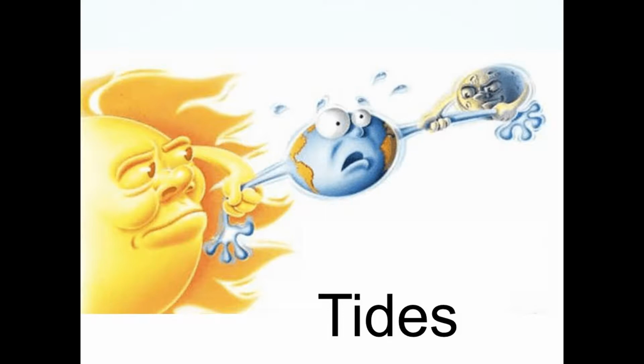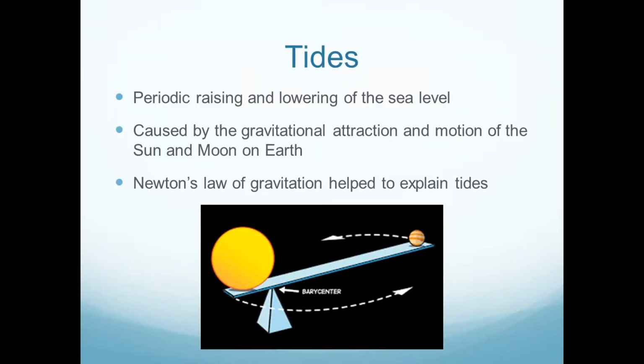So today's chapter is chapter 9 on tides, and this will look at how the sun and the moon affect the tides here on Earth. So first off, what are tides? Tides are just the periodic rising and lowering of the sea level. So the height of the water level will change throughout the day. And this is caused by gravitational attraction and the motion of the sun and the moon on the earth.